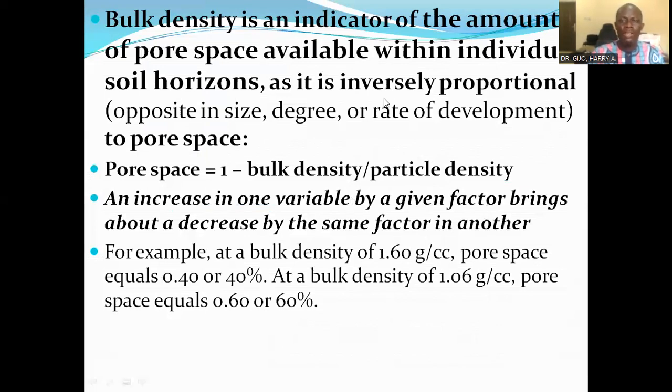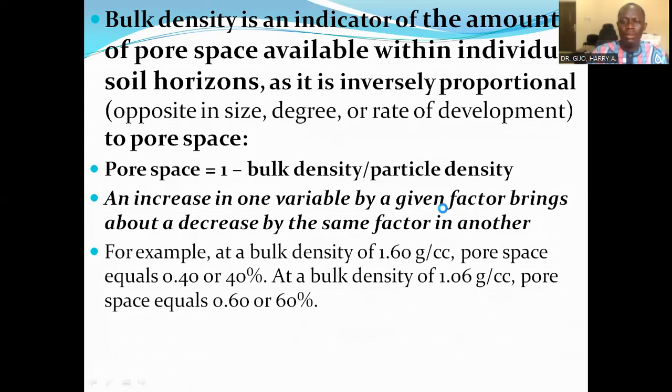Now, the bulk density of any particular soil sample is affected by the pore spaces within the soil particles. To calculate the pore space, you use the following formula: pore space is equal to 1 minus bulk density divided by particle density.